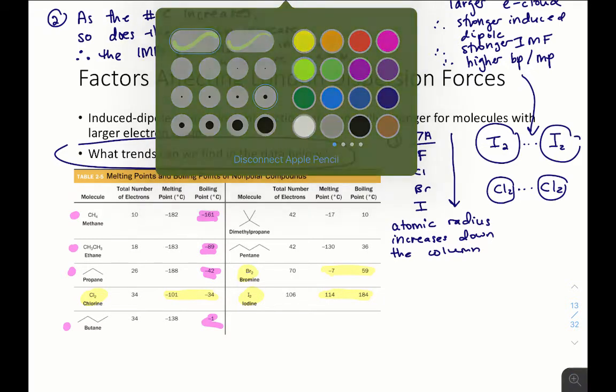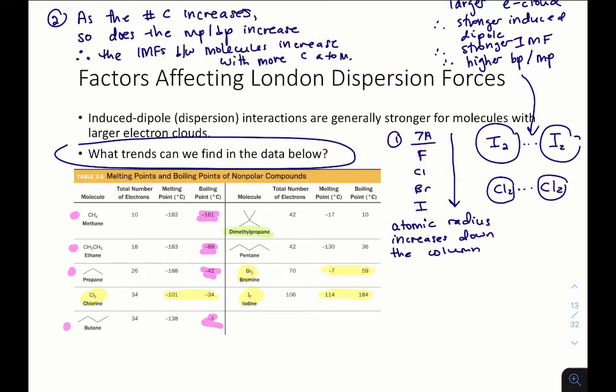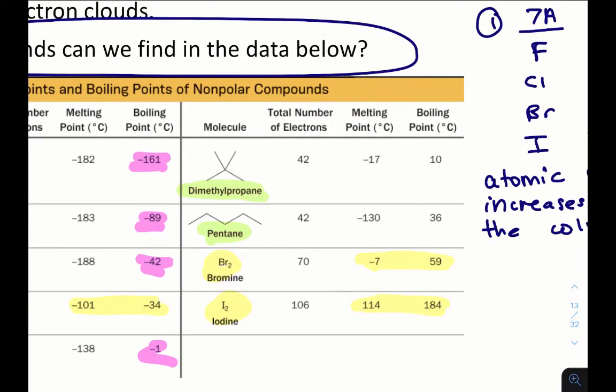The last set of molecules we'll look at are dimethylpropane and pentane. Both of these molecules have molecular formulas of C5H12. So they have the same number of electrons, they have the same molar mass. They have very different melting points and boiling points. How can we rationalize this data?